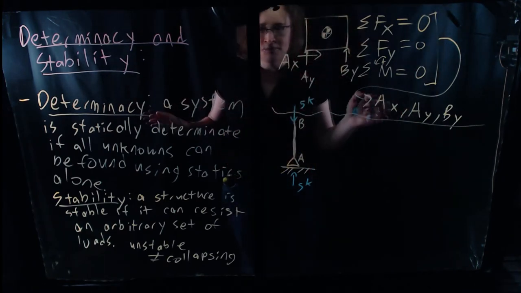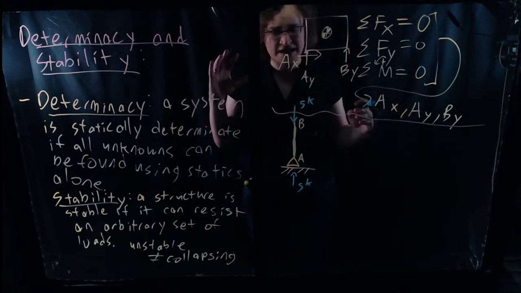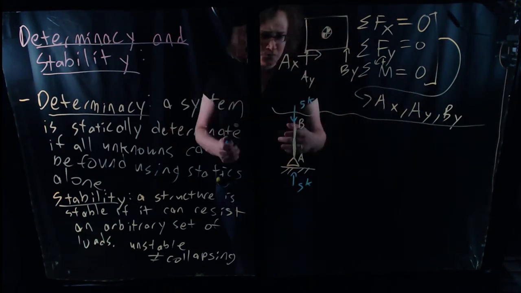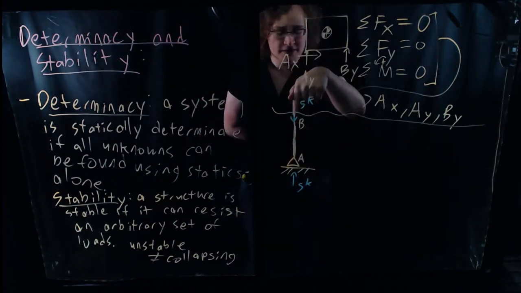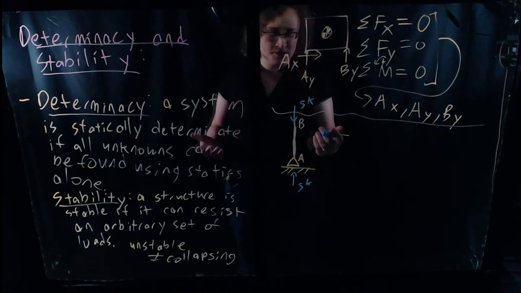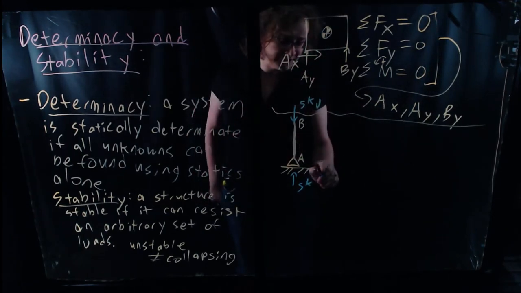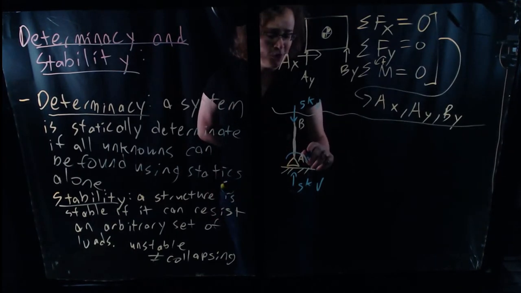So right now we're ignoring any kind of deformation, we're ignoring any kind of flex, twist, bend, etc. Okay, so looking back at this column, as long as I apply only vertical loads to this column, it is perfectly fine. So a vertical force, a horizontal force, we're good. However, what happens if I put a moment on it?